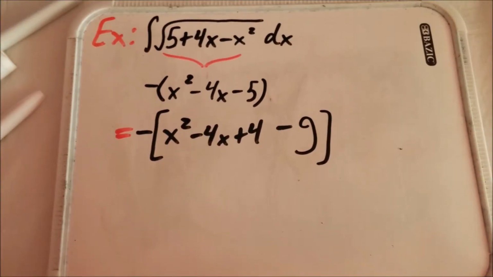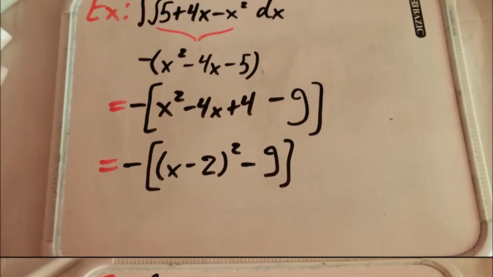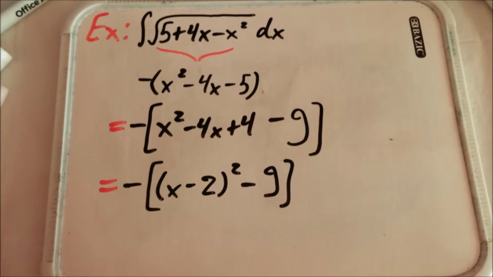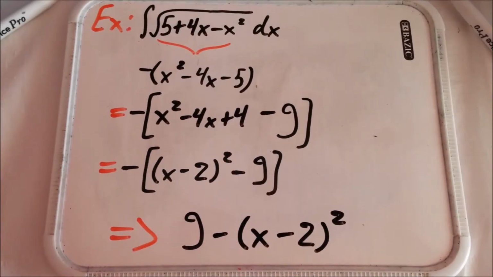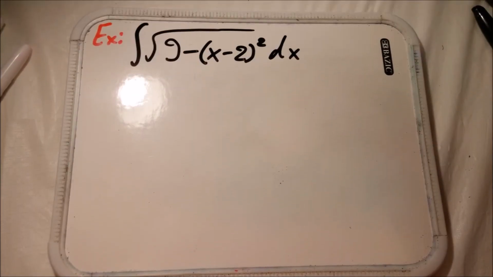If I divide negative 4 by 2 and square that, I would get positive 4, which means in order to get to negative 5, I have to subtract 9 from 4. The completed square looks like this, and all that's left to do is to multiply the negative back into it. Now we have a new function to integrate, which looks like a square minus a square under a radical, which is similar to the original variables we solved for.